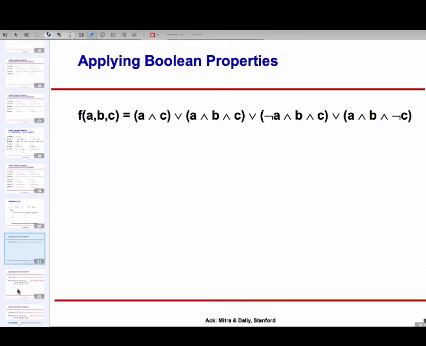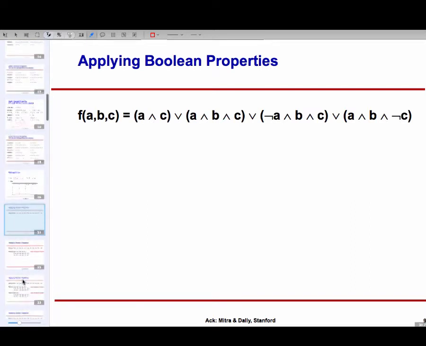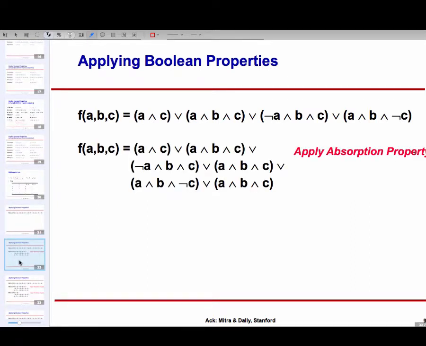So let's look at how we can apply these Boolean properties we have seen thus far. Let's say I have this complicated looking expression. F of A, B, C is A and C, A and B and C, not A and B and C, and so on, some randomly chosen function. And what we can do is go through a bunch of properties, and I'll let you think about it at home more.